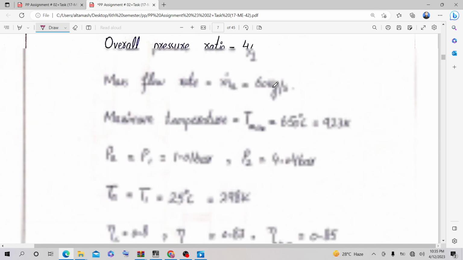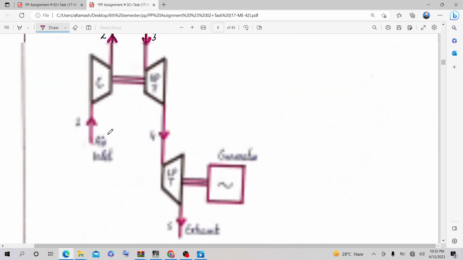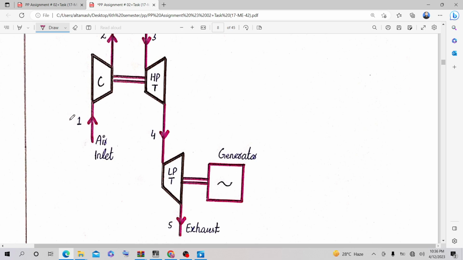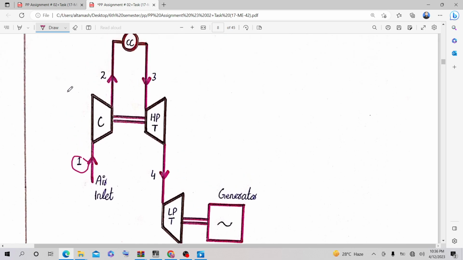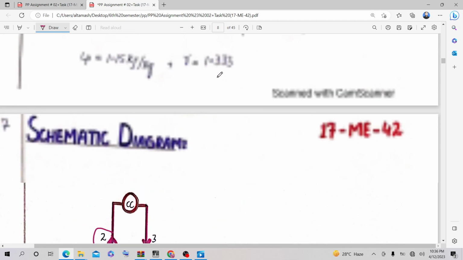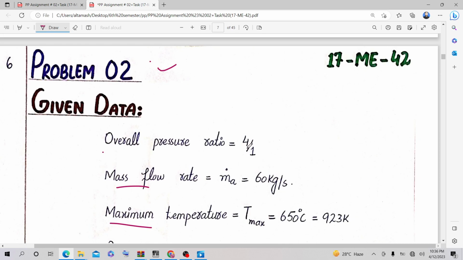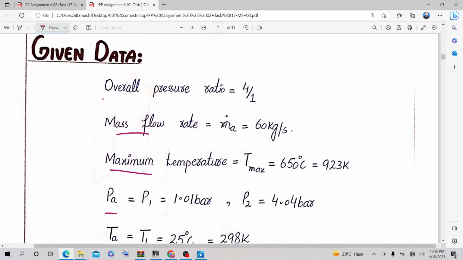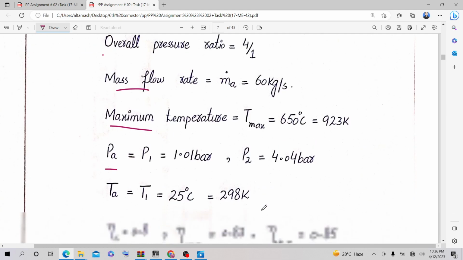P1 and P2 are actually here. This is our compressor. This is air inlet. The inlet pressure is P1 and the outlet of the compressor pressure is P2. Mass flow rate is 60 kg per second. Maximum temperature is 650 degrees centigrade and is equal to 923 Kelvin. PA is equal to P1 is equal to 1.01 bar and P2 is also given.